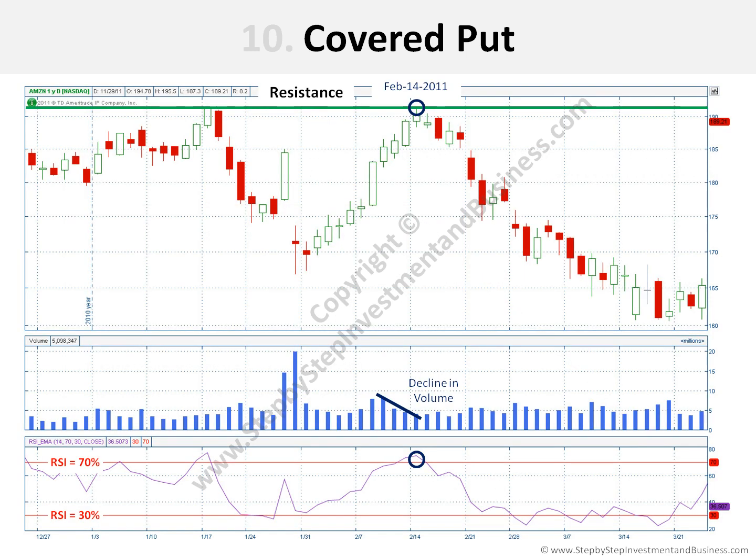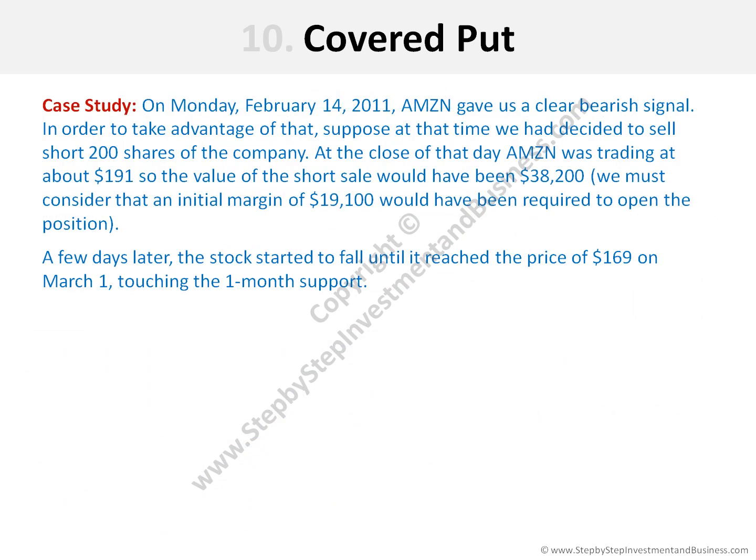Let's see an example of how this strategy works. Here we are seeing the stock chart of the Amazon company. As we can see, on February 14, 2011, the company gave us a clear bearish signal because the stock touched resistance and was accompanied by a decline in volume and an RSI above 70%. As we said, on Monday, February 14, 2011, Amazon gave us a clear bearish signal.